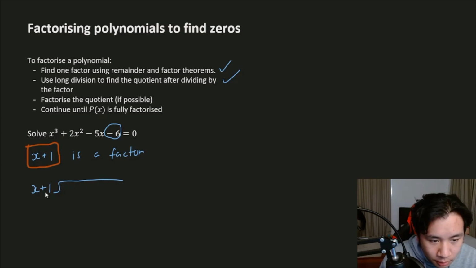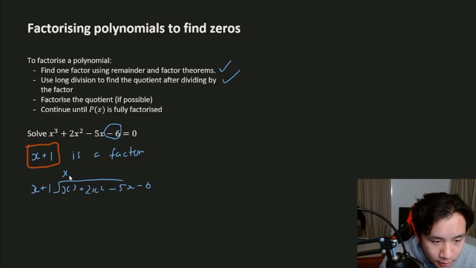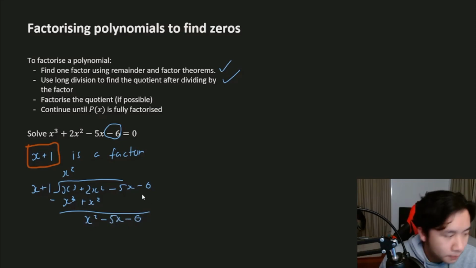So let's do some long division. x cubed plus 2x squared minus 5x minus 6. All right, so here you want to divide x cubed by x, so that's just x squared, times x squared with these two, so x cubed plus x squared. This will give you x squared minus 5x minus 6. And then rinse and repeat.